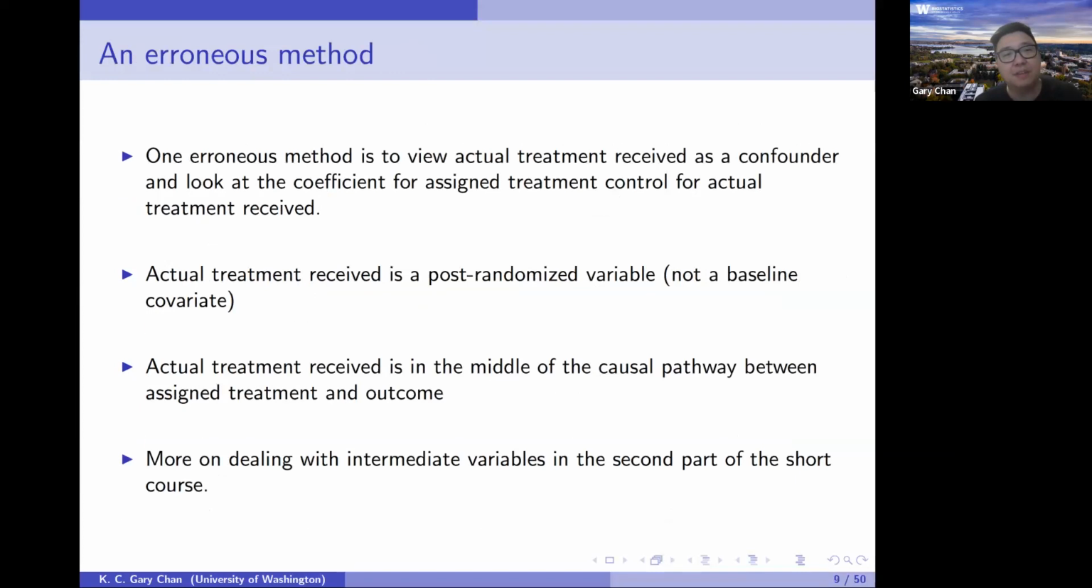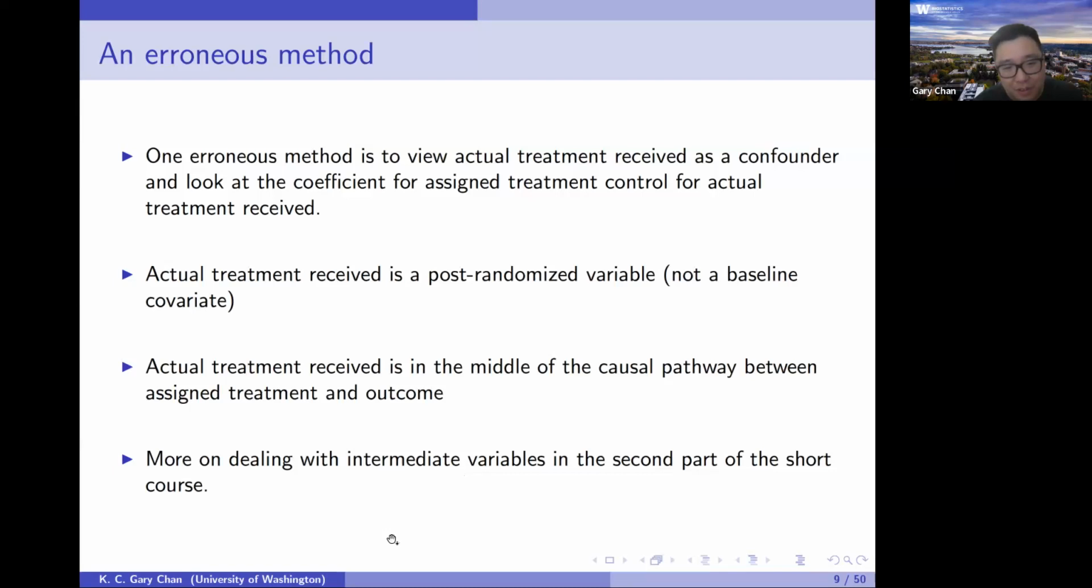So the naive method is to control for actual treatment received and look at the regression coefficients for the assignments. The problem with this method is that actual treatment received is post-randomization, it's not a confounder. So it's actually an intermediate variable, and you don't want to control for an intermediate variable because it's going to do something funny. In most cases, controlling for the intermediate variable will make your treatment effects very close to zero or even in the opposite direction. So it's generally not a good way.